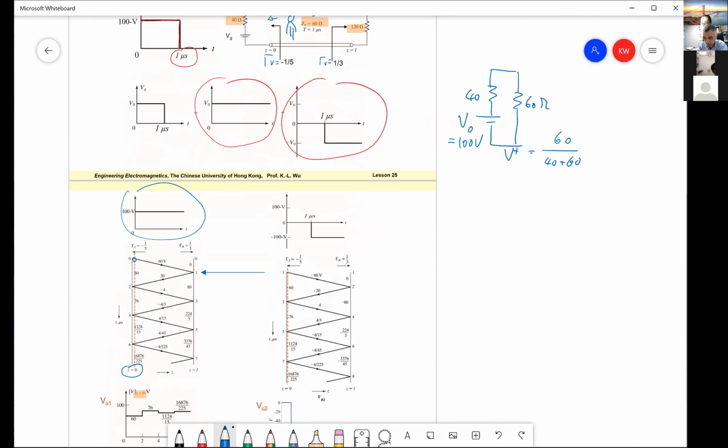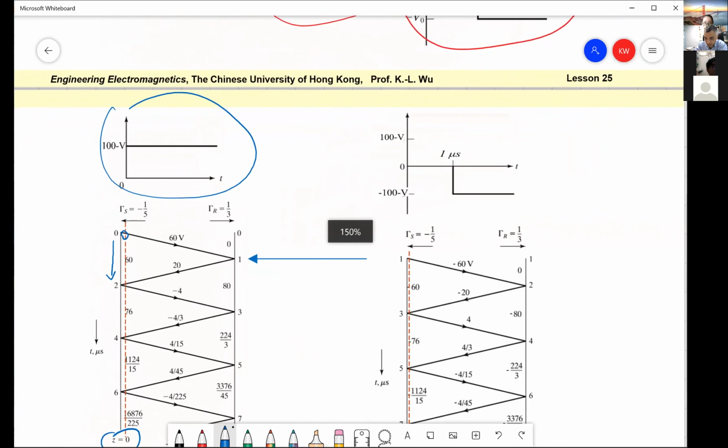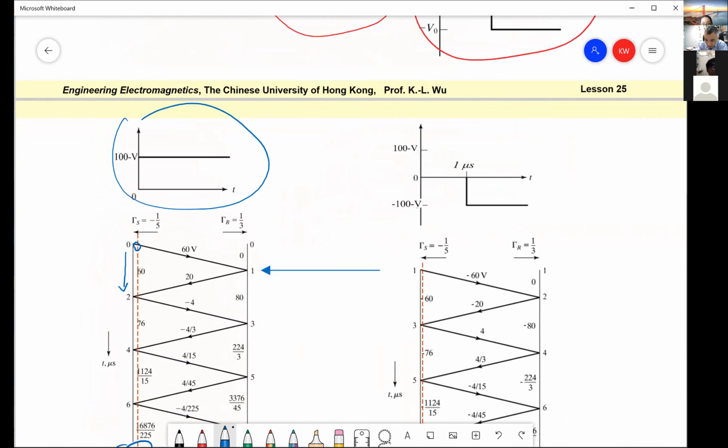So from this point to 2t, right? The wave hits the terminal and comes back. Before that, before two microseconds, we keep 60 volts, right? And then after that, let me magnify this. We have to add these two together, okay? We have to add these two together.